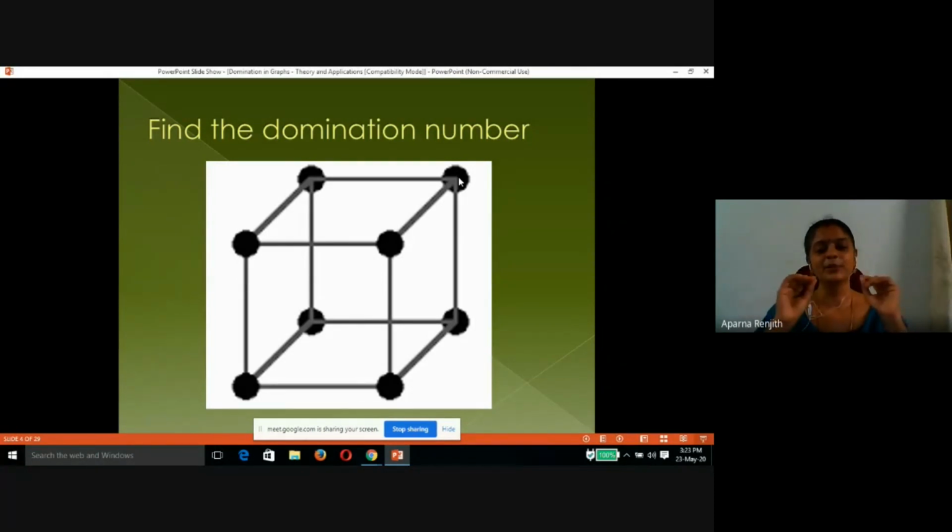So if you take one vertex each from the opposite ends of a diagonal, what you get is a dominating set of the cube. And this is the minimum possible, and hence the domination number of the cube is 2.